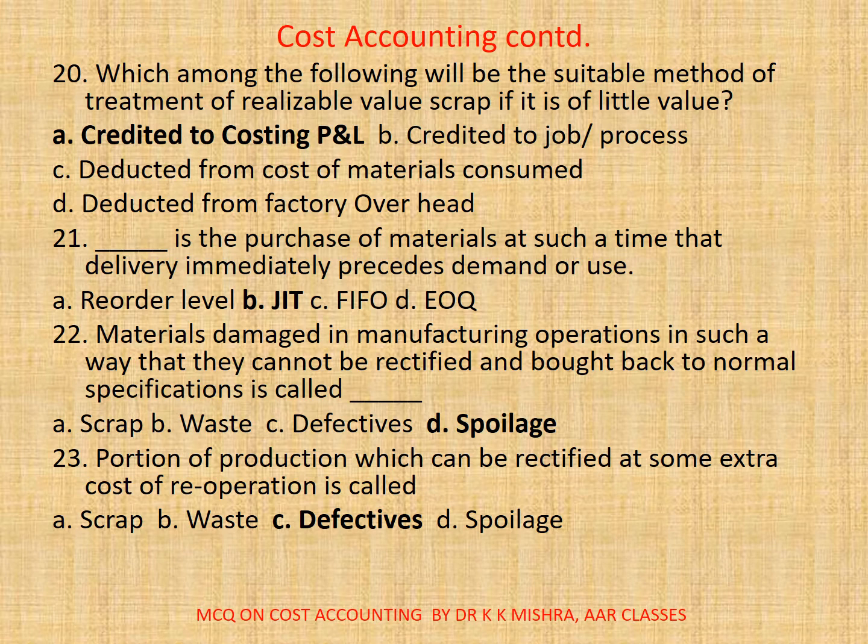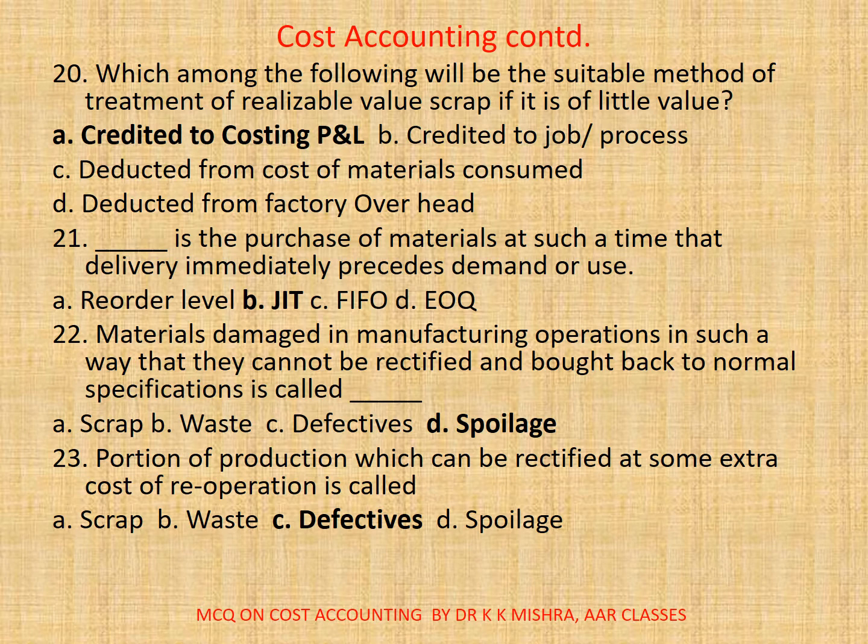20. Which among the following will be the suitable method of treatment of realizable value of scrap if it is of little value? A. Credited to costing P&L, B. Credited to job process, C. Deducted from the cost of materials consumed, D. Deducted from factory overhead. Correct option is A. Credited to costing P&L account. 21. Dash is the purchase of materials at such a time that delivery immediately precedes demand for use. A. Reorder level, B. JIT, just in time, C. FIFO, D. EOQ. Correct option is B. JIT.